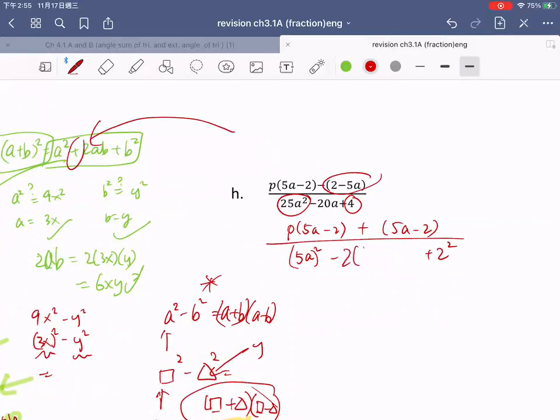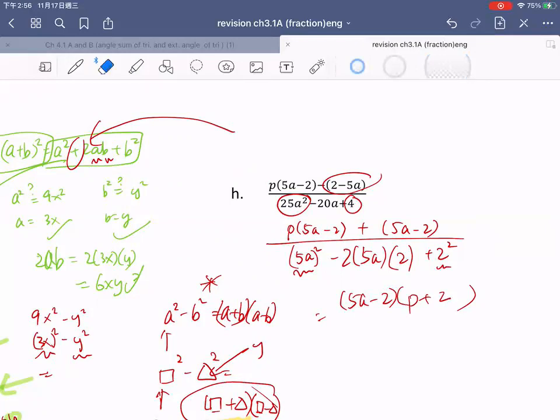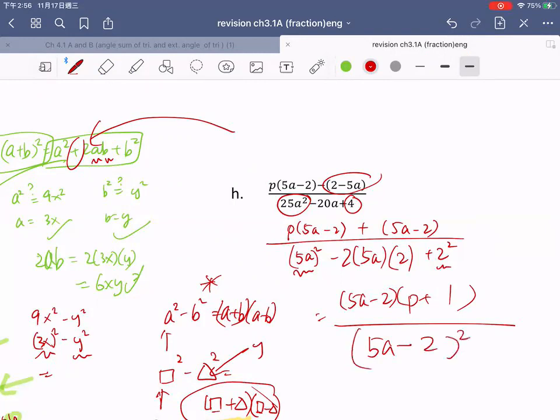So this is 2 times 5a and 2, just like this. This time a, we can call it 5a, and the b is 2. So we have a common factor on the denominator, and 5a minus 2 take out, a plus 2 plus 1, divided by 5a minus 2 bracket squared. It's like this.